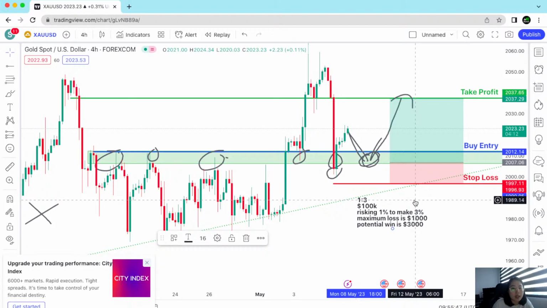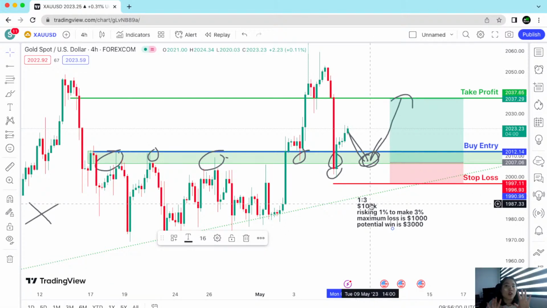You should never risk more than 1%. I find that risking more than 1% is so unnecessary, because if you think about it, if you risk 1% and make 3%, you just need like 10 of these good trades and you make 30% profit, right?